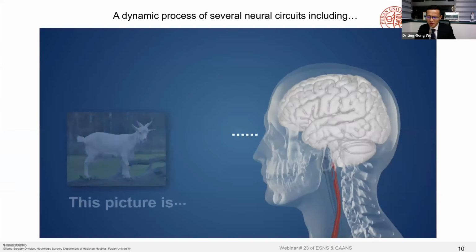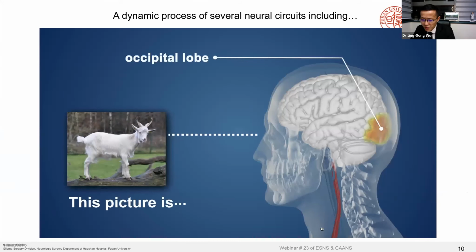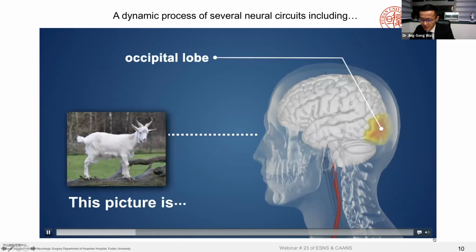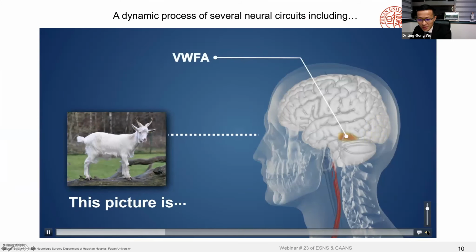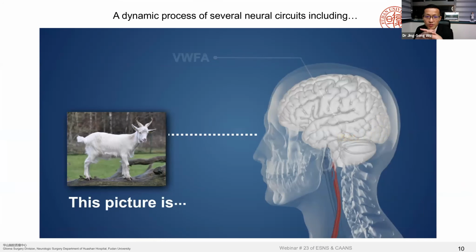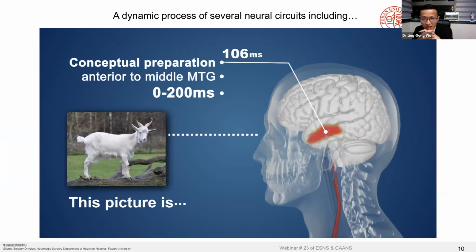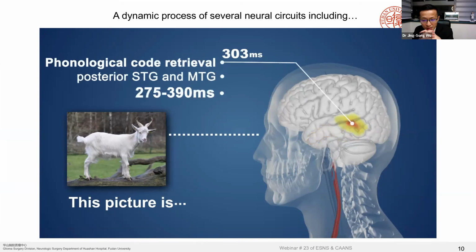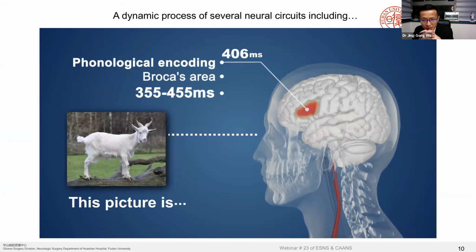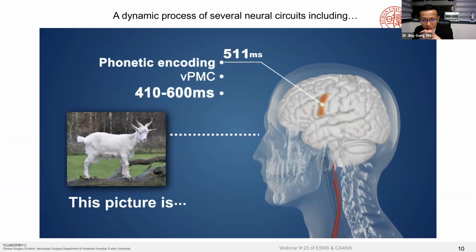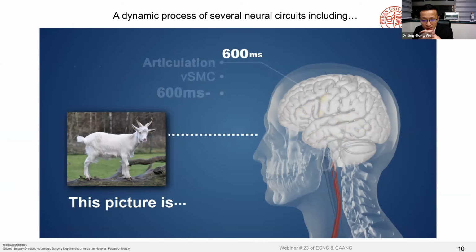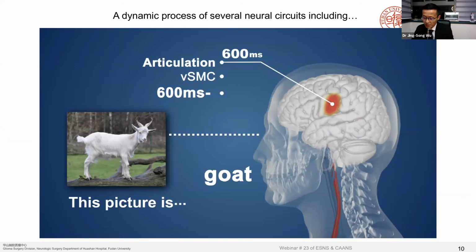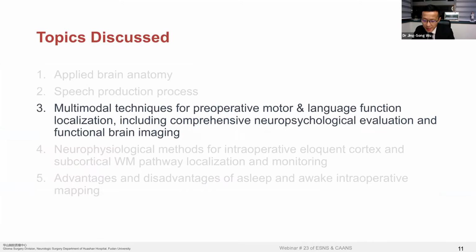So this small video animation describes the whole process of word recognition and sound production. Goat. So totally the whole procedure will take about 600 milliseconds.